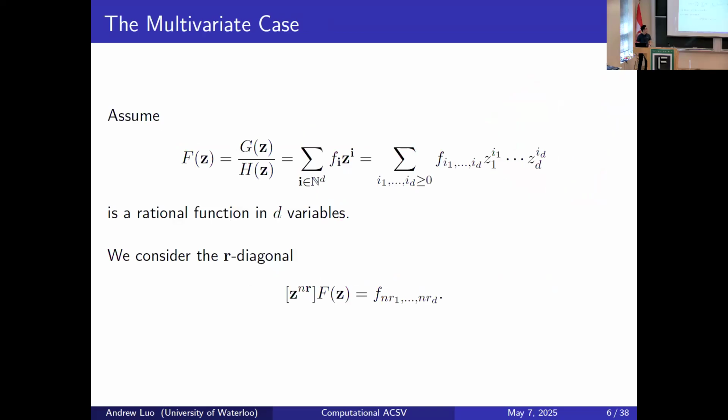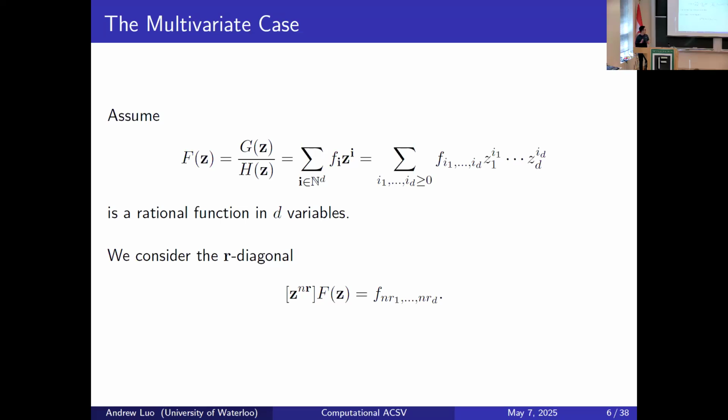But we're more interested in looking at multivariate generating functions. Just as the name suggests, we're considering multiple variables, and the main challenge with a multivariate generating function is that your singular points are no longer isolated; they are defined by an algebraic variety. So you have infinitely many singularities, but that makes sense because there are also infinitely many ways that you can compute asymptotics.